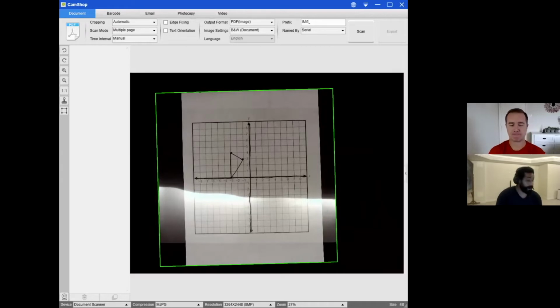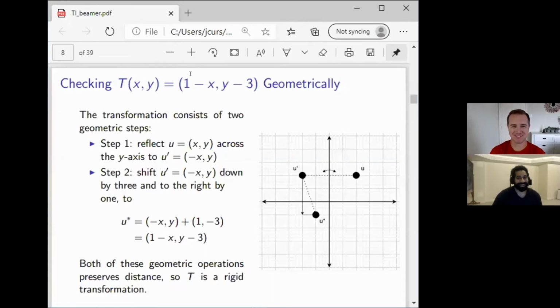Right. It's still the same overhead transparency. So I haven't done anything to the piece of paper. I haven't folded it. I haven't ripped it apart. I haven't stretched it. So we know that all the distances are still the same. Yeah. And if you now stretch that, I'll be really impressed. Hey, don't count me out.